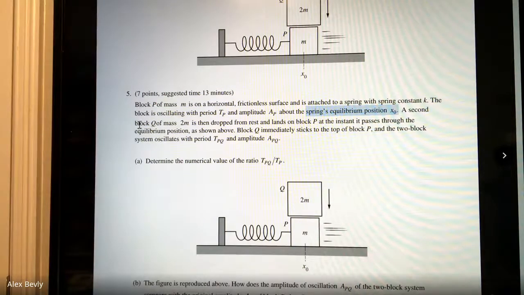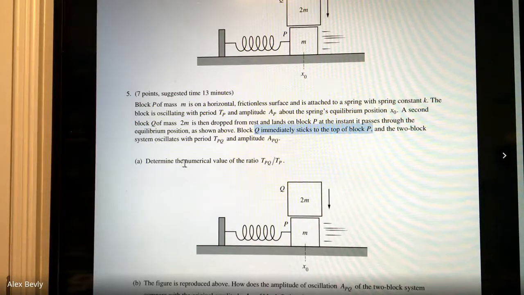A second block, Q of mass 2m, is then dropped from rest and lands on block P at the instant it passes through the equilibrium position as shown above. Block Q immediately sticks to the top of block P. So this is pretty important. It's not sliding around. It collides and immediately the collision is done. Mathematically, this makes things a lot easier. Otherwise, you have to analyze the whole motion while they're sticking together, and things get really messy. And the two block system oscillates with a period TPQ and amplitude APQ.